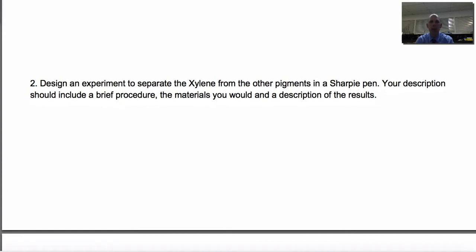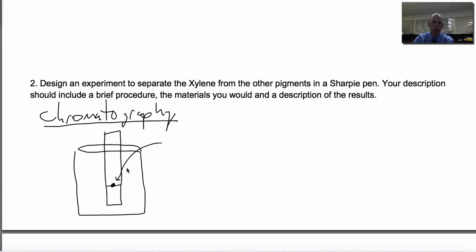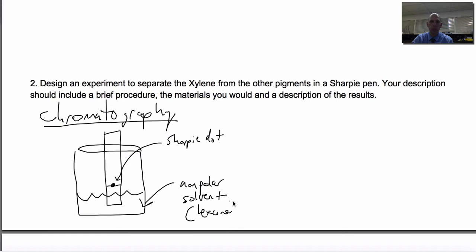Design an experiment to separate the xylene from the other pigments in a Sharpie pen. So what we're going to do here is chromatography. I'm going to draw the setup right here. I'll put a little mark with a pen, and that's going to be the dot. That's the Sharpie dot, if you will. And then what you're going to put in it, not water, is a non-polar solvent. And this non-polar solvent could be like hexane. We use that a lot.